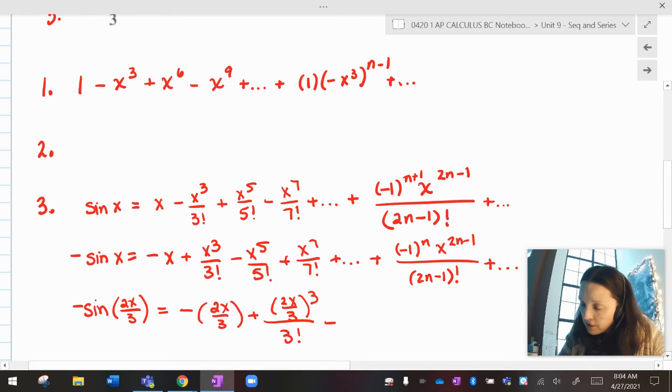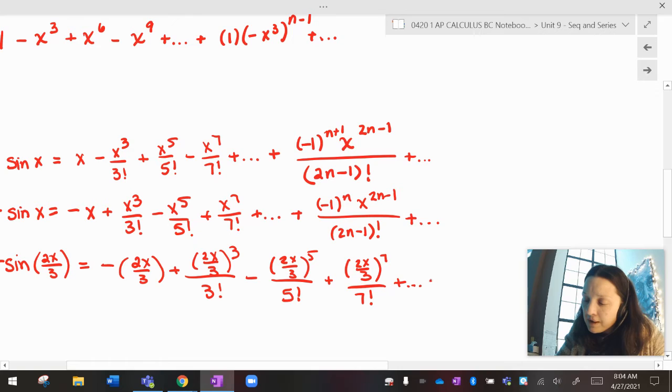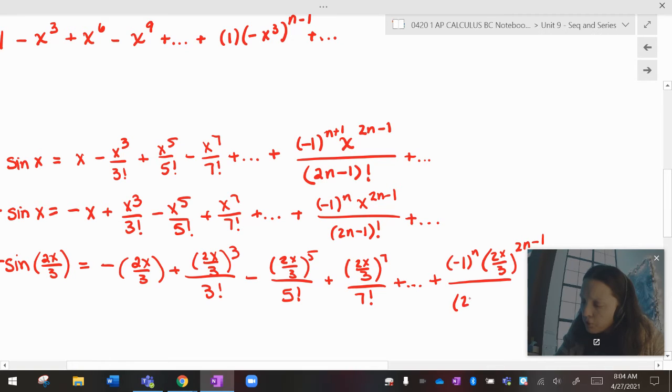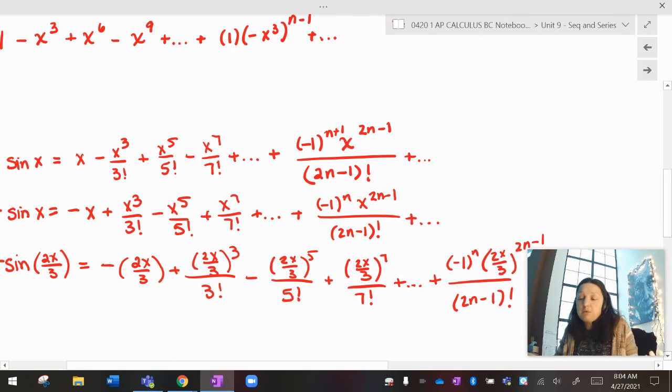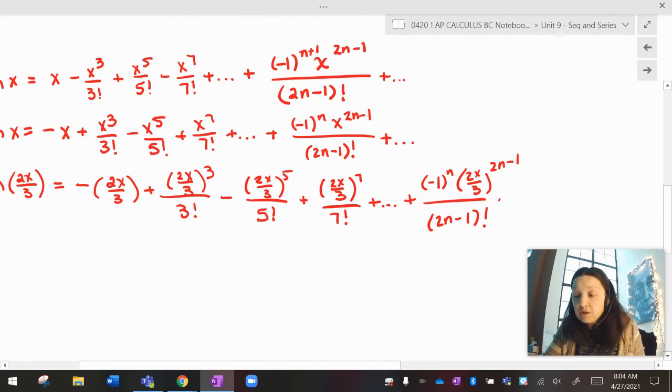Let's see, negative, positive, negative 2x over 3 to the 5th over 5 factorial, 2x over 3 to the 7th over 7 factorial, and even in the general term, I'm going to replace the x with a 2x over 3. And if you're thinking, well, should I distribute that exponent to the 2x over 3? I mean, you can, but you don't need to. You can leave it just like that.